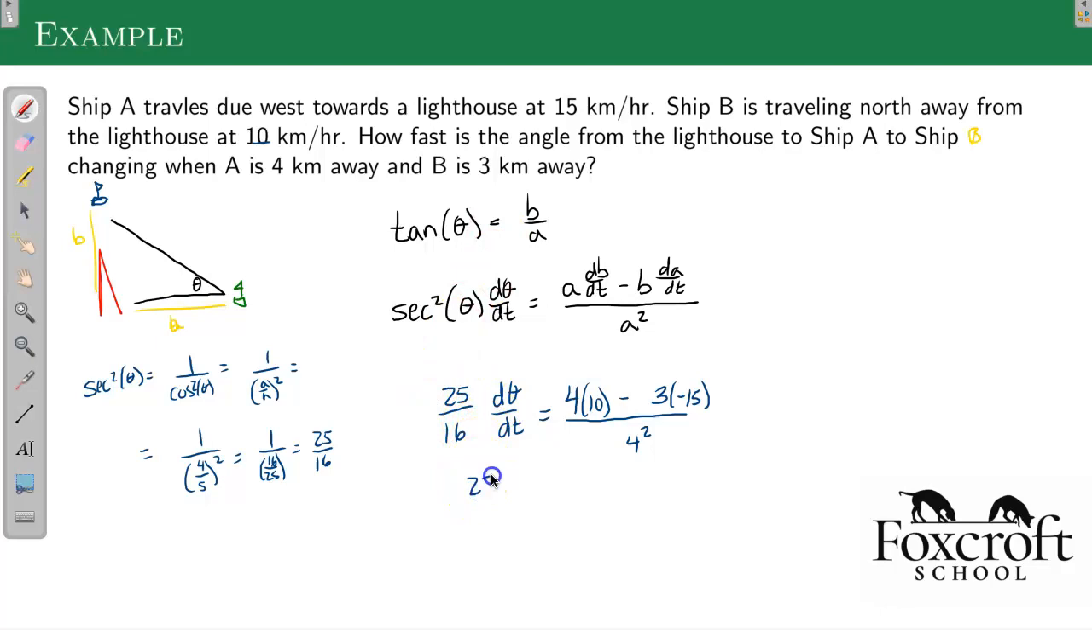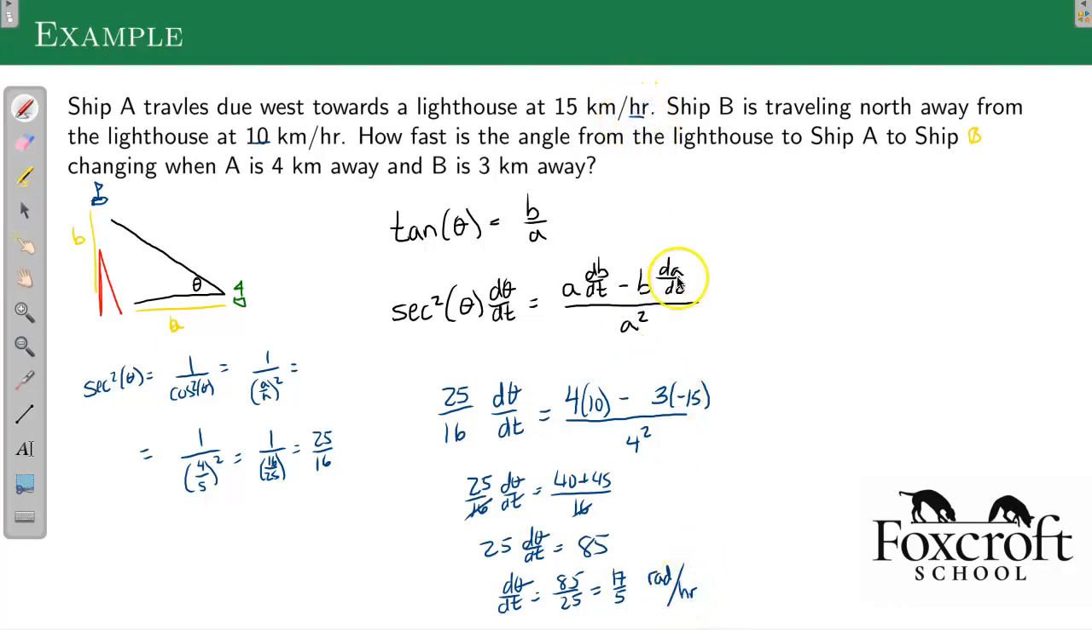Now it's just a bunch of simplifying. 25 over 16 d theta dt is 40 plus 45 over 16. The 16s are going to cancel. And d theta dt is 85 over 25, which those are all divisible by 5. So it's 85 divided by 5, 17 over 5. And then we're talking about an angle, so the unit is radians per hour, because that's the time unit we're using.